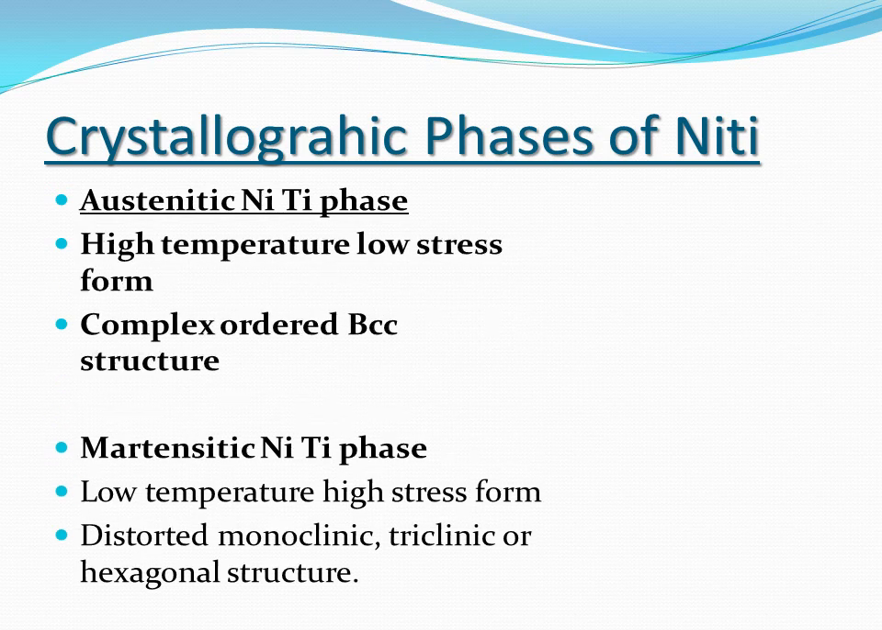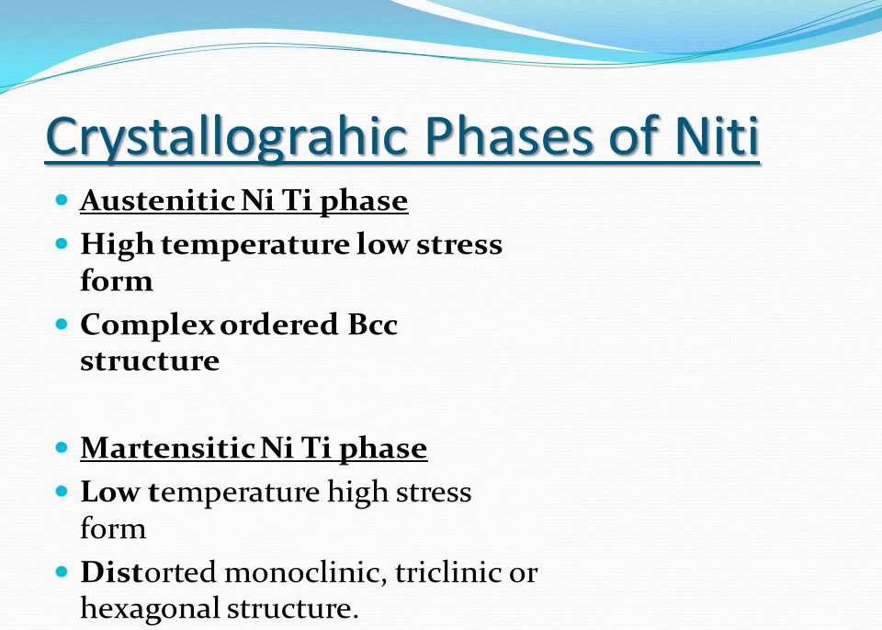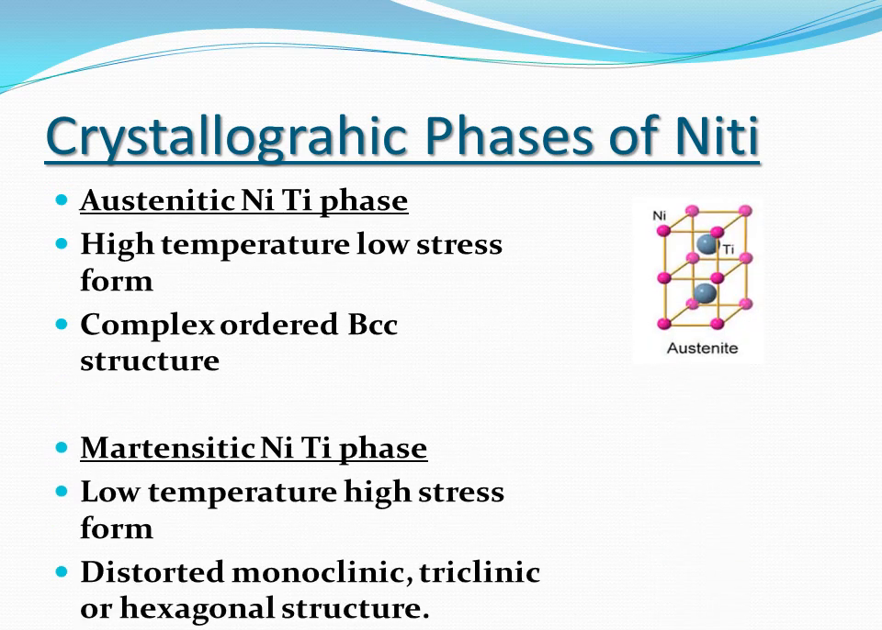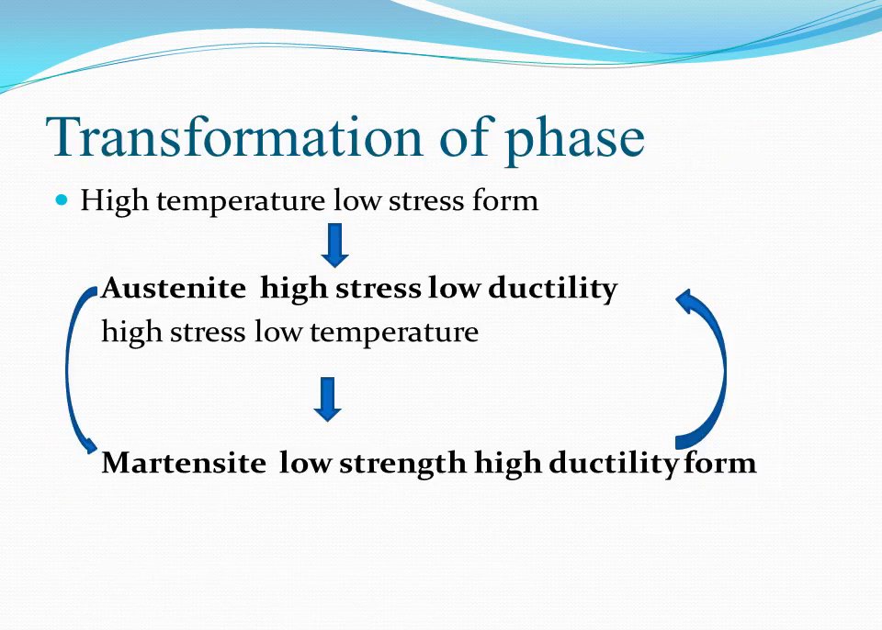So, as you can appreciate from the picture, the austenitic form is more complex and ordered, whereas the martensitic form is distorted or irregular in structure. So, this is very important. You should know the crystalline structure as well as the difference between both. One is formed at the high temperature, and the other, the martensitic, is formed at low temperature.